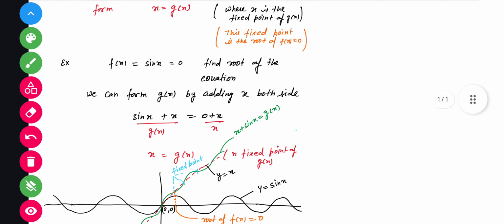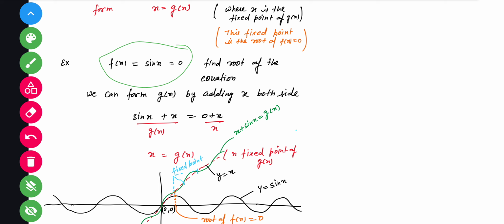Okay, so then f of x is equal to sine x equal to 0. Find the root of the equation. We can form g of x by adding x on both sides. So that means for this f of x equal to 0, that is sine x equal to 0, we have this f of x is equal to sine x, right? So we have that f of x equation, that is sine x.